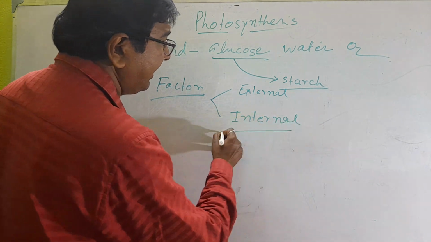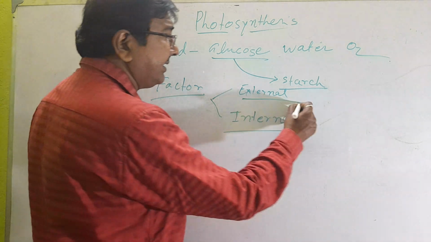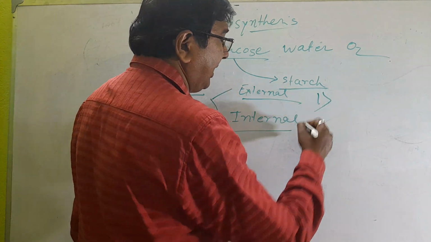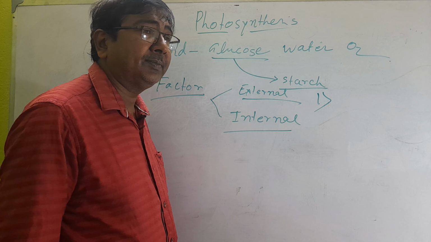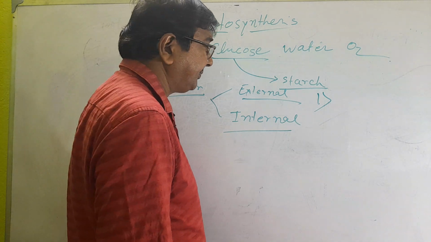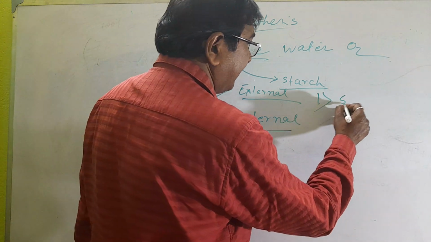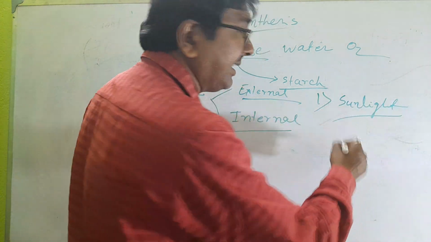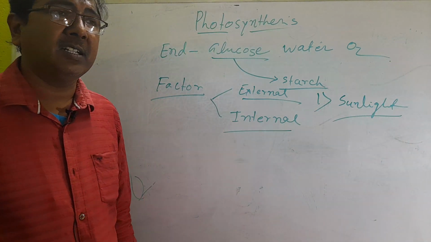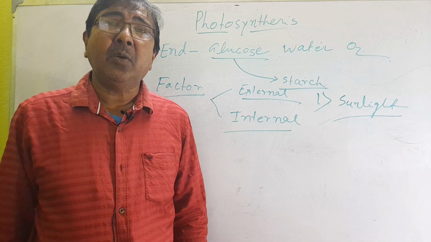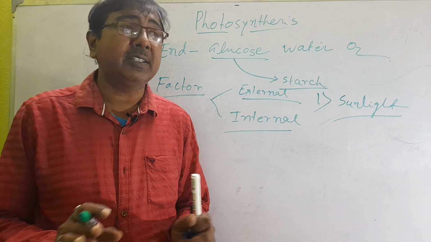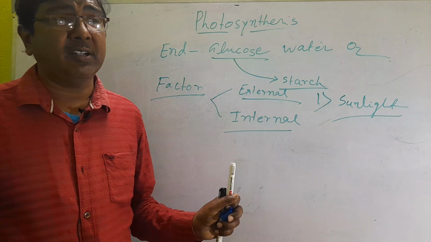External or internal? External factor, number one, is sunlight. Sunlight is the external factor. Okay, we know that without sunlight, photosynthesis does not occur.